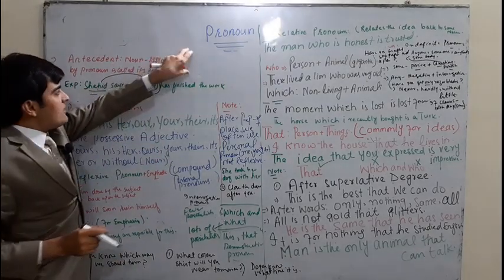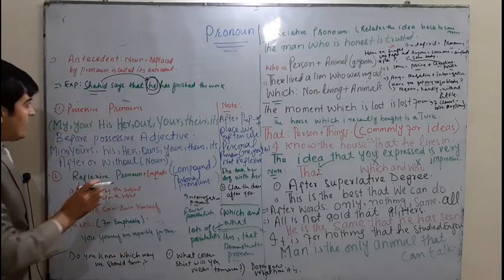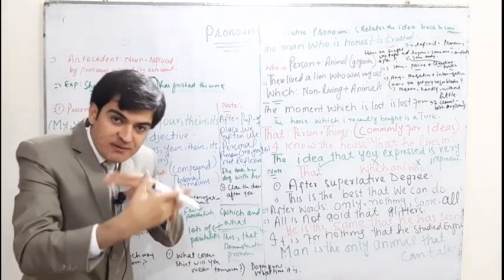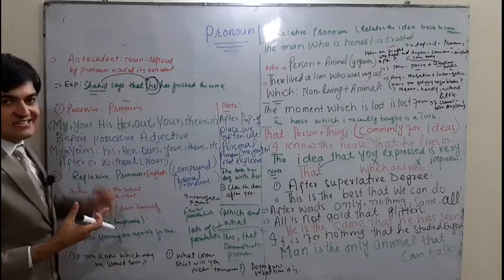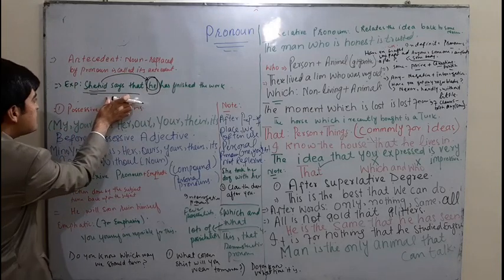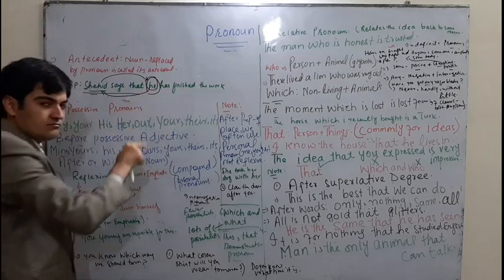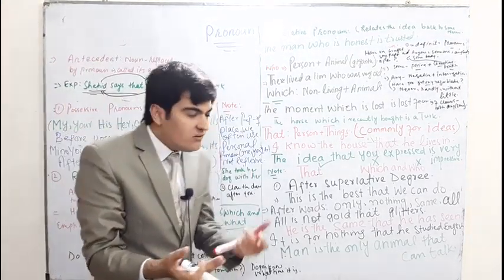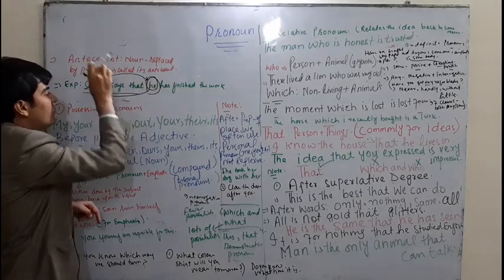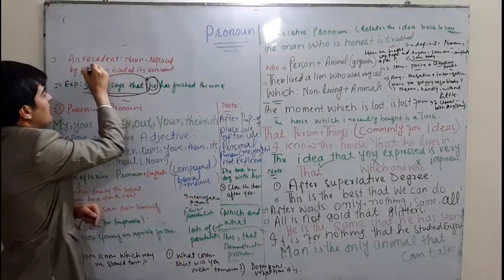And secondly, accompanied with pronoun, we do talk about antecedent. A noun replaced by a pronoun is called its antecedent. Look at this sentence again. This he has been used for this Shahid. So Shahid is the antecedent of he, because this he is referring back to Shahid. You can also say that whenever a pronoun refers back to a noun, we normally call it antecedent.